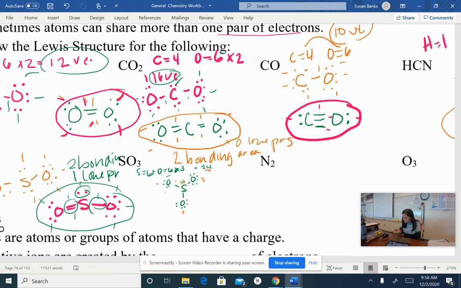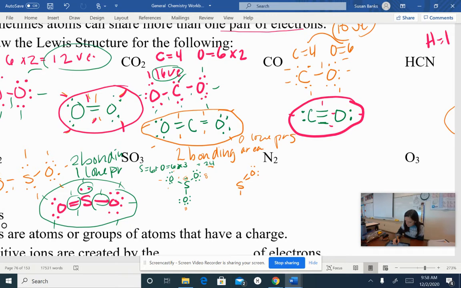Does it really matter which oxygen I put it on? No, not really. So I'm going to put in a double bond on one of the oxygens. That oxygen, to have a full octet, will need 2 lone pairs to have 8. And then the other 2 oxygens are going to be single bonded with 3 lone pairs to have their octets.